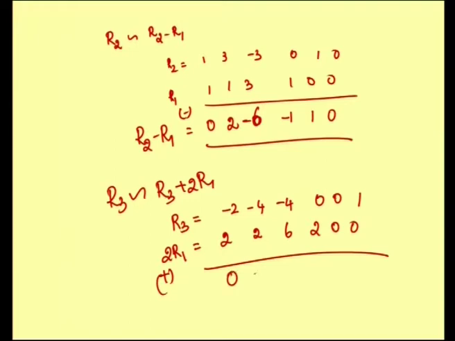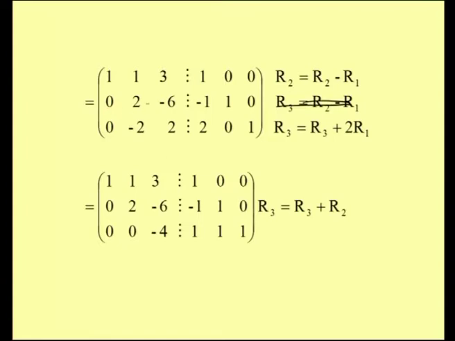When you add, it's 0, minus 2, 2, 2, 0, 1. Substitute this in the equations, we get new R2 is 0, 2, minus 6, minus 1, 1, 0. You can see now the identity matrix is no more the identity one. And the third row becomes 0, minus 2, 2, 2, 0, 1. Now, after that we have to make this minus 2 as 0.